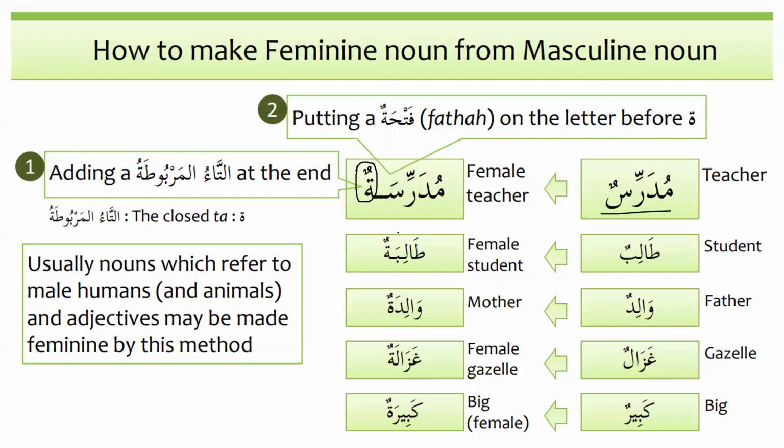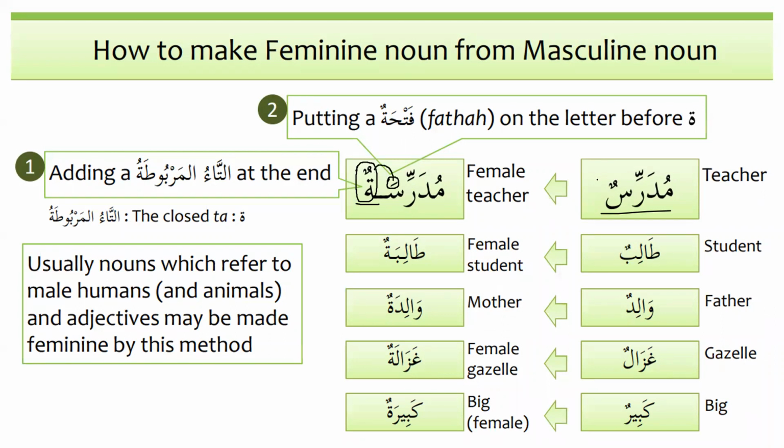One more thing that we need to remember: ta marbuta, or the rounded ta, always takes a fatha before it. Again, ta marbuta always takes a fatha before it. There can never be a dhamma or kasra before it. So we need to remember this. Number one, when we add a ta marbuta to a noun, it changes from masculine to feminine. And number two, we have to put fatha before it. That is a must, because fatha and ta marbuta always come together, as we can see over here.